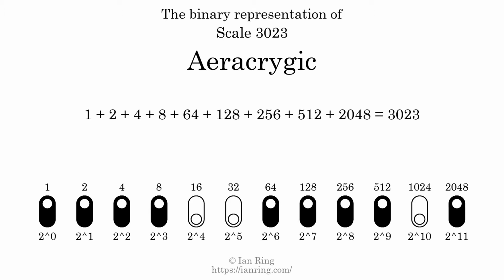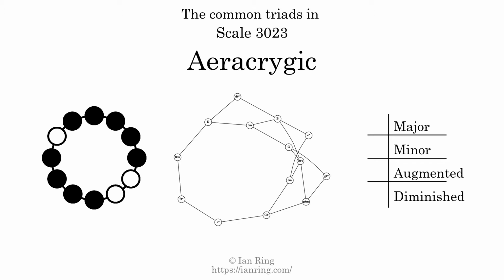The scale number not only enumerates the scale with a unique index, but it also literally describes the tonal content of the scale. Represented as a binary number in base 2, the scale number is 101110011111. Here are the common triads present in this scale.